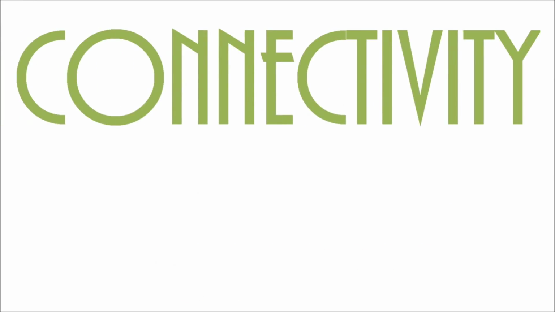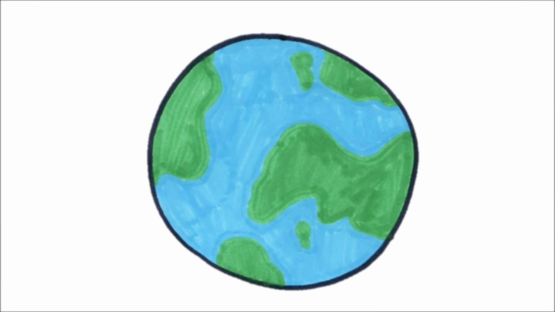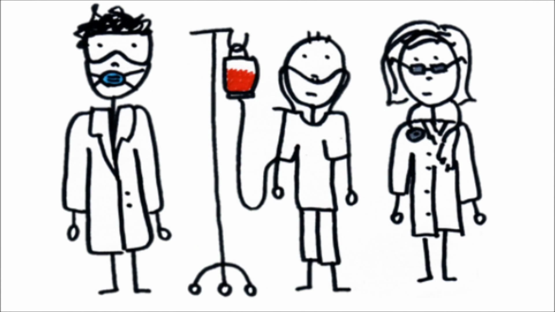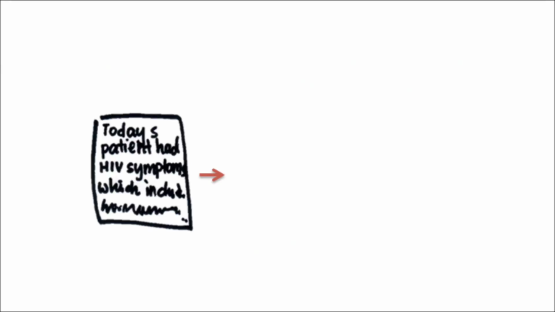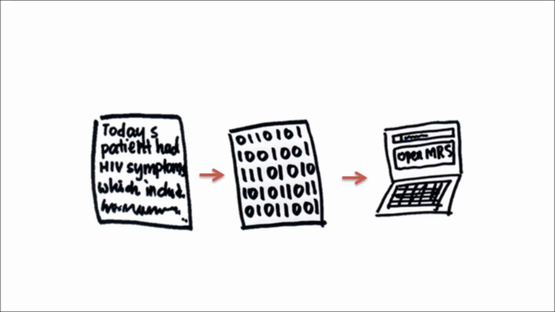Today, connectivity and accessibility are critical for health information systems. In most countries, this information is still not accessible to patients, clinicians, researchers, and epidemiologists. Information in OpenMRS is stored in a way that makes it easier to summarize and analyze, minimizing the use of free text and maximizing the use of coded information.